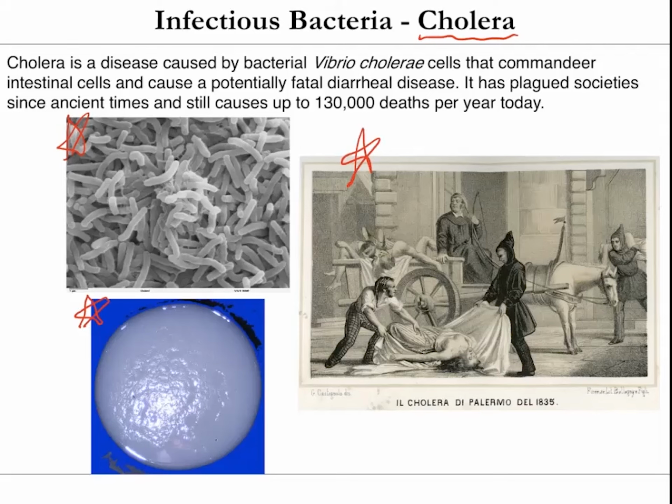And it still plagues some societies today. So back in ancient times, they described diseases similar to cholera, and it can still cause up to 130,000 deaths per year today, mostly in the developing world. The reason for that is that cholera is spread by poor sanitation, so people drinking water that has fecal material from people who have cholera. In regions where they don't have good wastewater treatment and separation of wastewater from drinking water, you can still get cholera infections. So that's cholera.